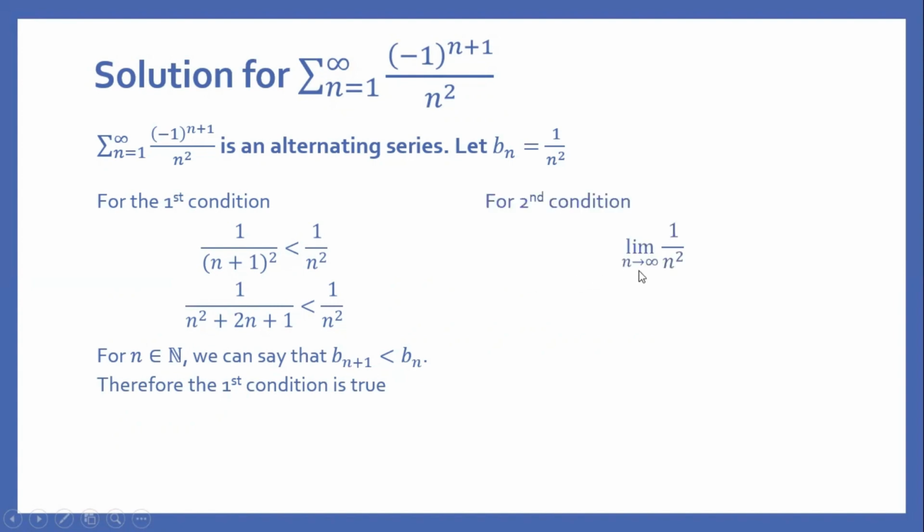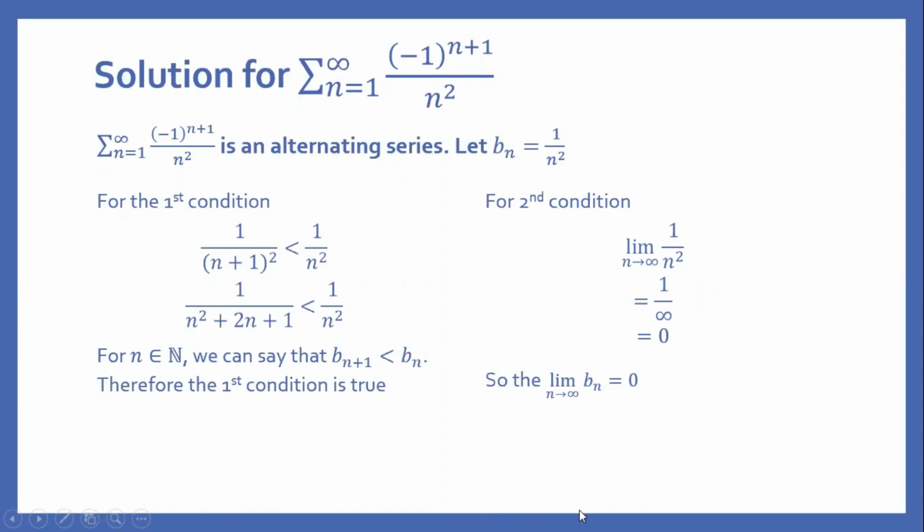Ayan. Kunin natin yung limit as n approaches infinity ng b sub n. So as you can see, evaluate lang natin 1 over infinity. Based on the limit properties, 1 over infinity is equal to 0. So therefore, the limit of b sub n as n approaches infinity equals 0.